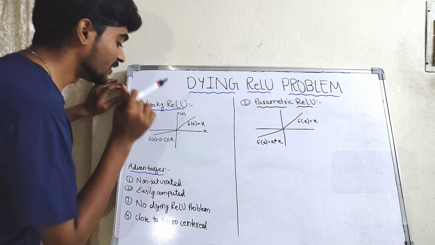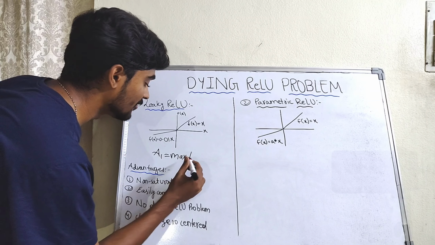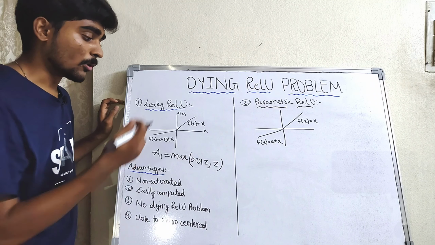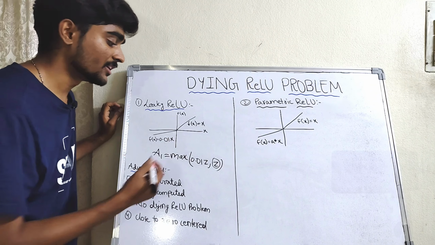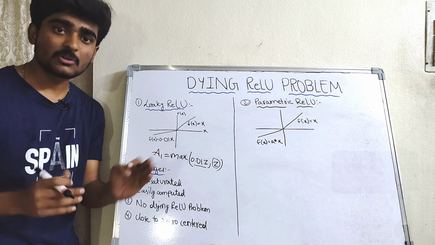Finally, the leaky ReLU activation function can be written as maximum of 0.01 into z, comma z. For positive z, it is the same as the ReLU activation function, but for negative z, it is 0.01 into z. This is the basic difference between leaky ReLU and ReLU activation function. In ReLU, for negative z, the output is 0, but in leaky ReLU, for negative z, the output is some numerical value. There exists an output when the value of z is negative.